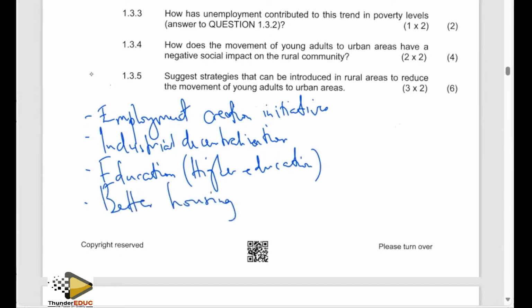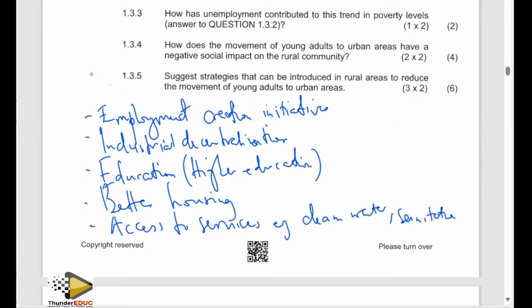The government, through initiatives like the Reconstruction and Development Program, can also introduce better housing. Or we can talk of better access to services, e.g. clean water or sanitation. That can also be an incentive.